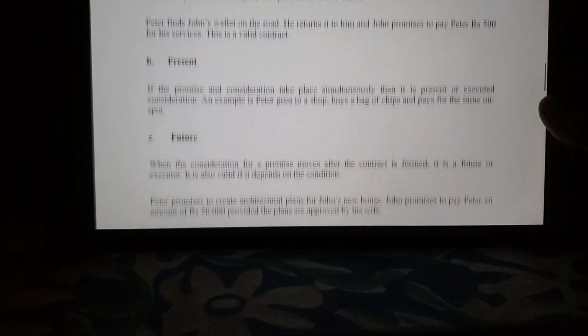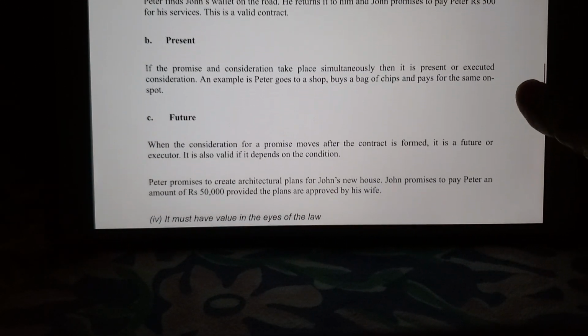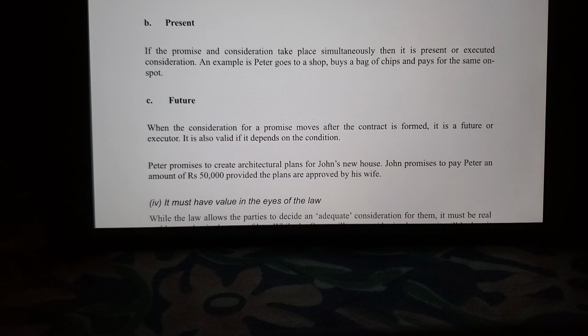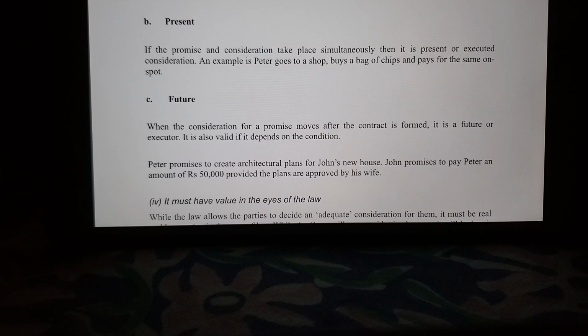B. Present. If the promise and consideration take place simultaneously, then it is present or executed consideration. An example is Peter goes to a shop, buys a bag of chips and pays for the same on the spot.